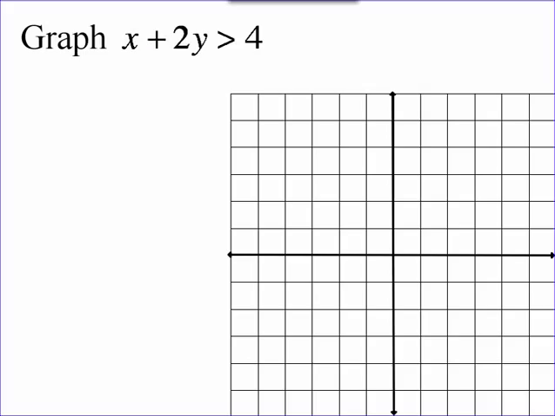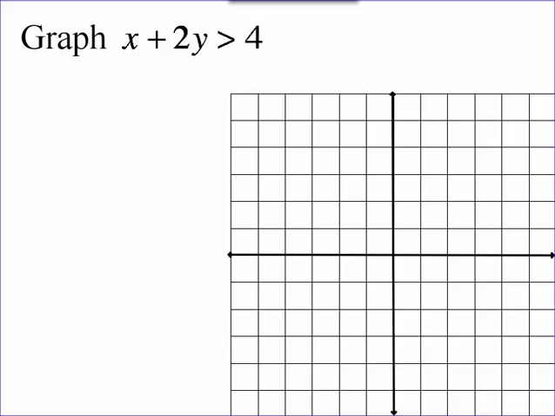So now what we're going to do is look at this one. I need you to follow along. You've got your graph paper, you've got your colored pencils. We're going to graph this together. So I need you to go ahead and make a coordinate plane. This says graph x plus 2y is greater than 4.